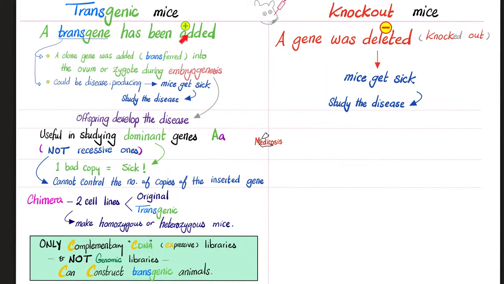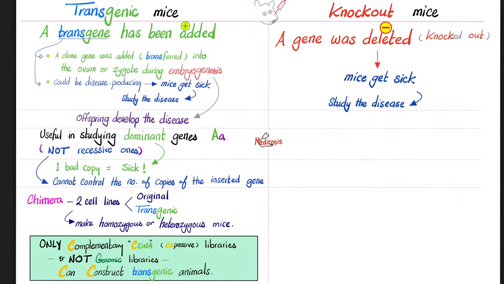That is added, i.e. transferred into the ovum or the zygote of the mouse during embryogenesis. Some of these are disease-producing, others are not disease-producing. So you can study the difference between the genes that cause disease versus genes that do not cause disease. If they cause disease, you can study the disease, such as the symptoms, the duration, the risk factors, precipitating factors, treatment, etc. And since we're talking about embryogenesis, not just the mouse will get sick, the offspring will get sick as well, because it's a genetic disease.